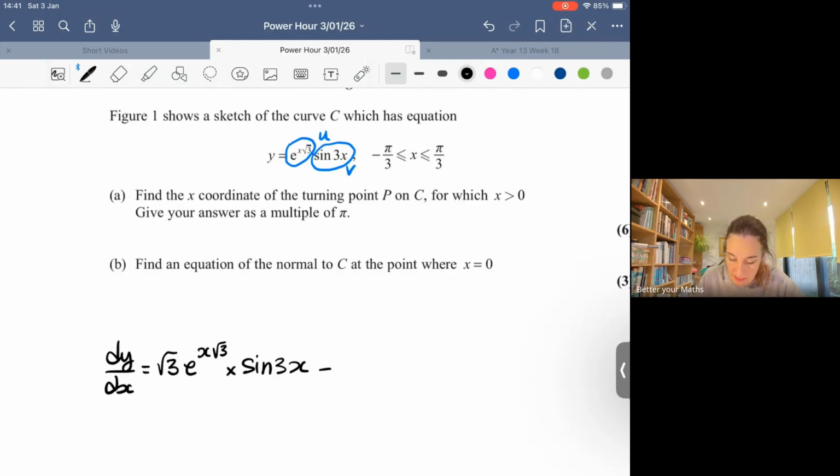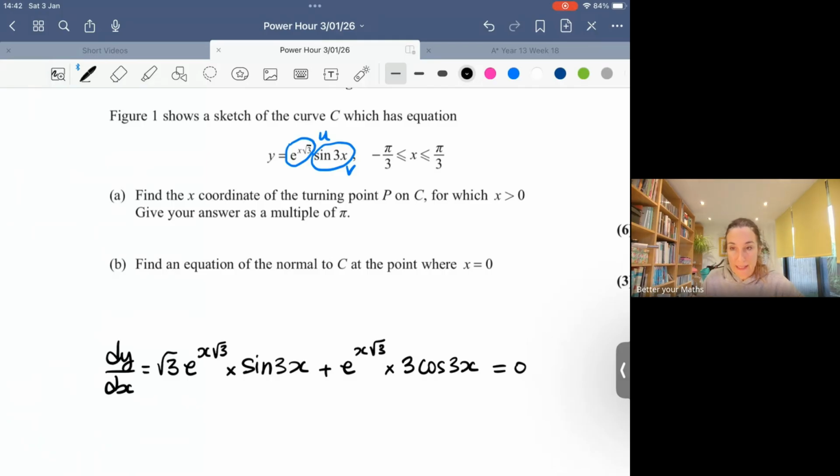So I have plus e to the power of x root 3, and I'm going to differentiate the sine. The derivative of sine is cos. And if the x is multiplied by something, this 3 goes to the front. I'm differentiating this function here, so I have multiplied by 3 cos 3x. The derivative of sine is cos. The derivative of cos is minus sine. And that's it. So it's not that bad. And I'm going to make this equal to 0.